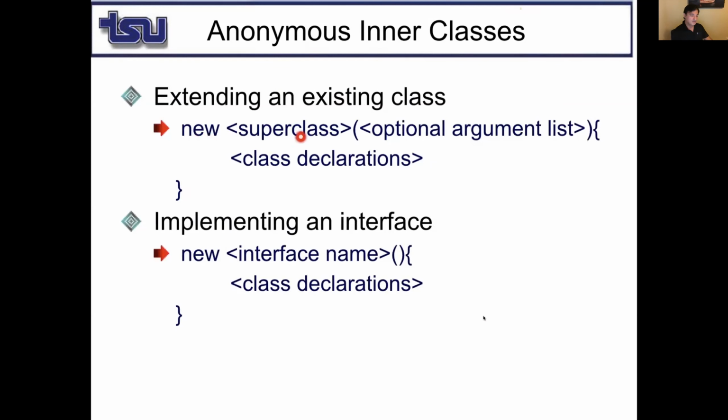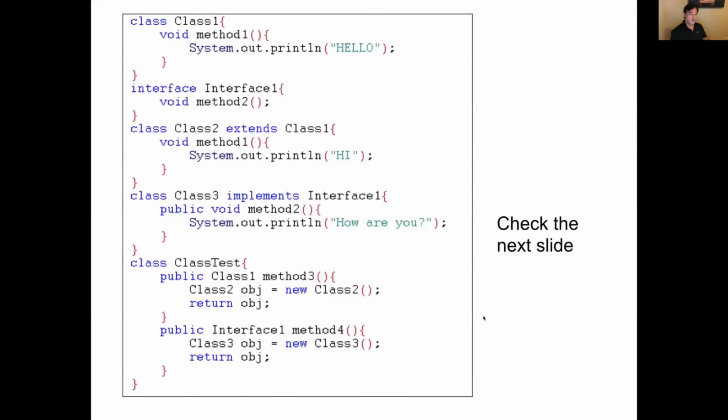What does this mean? I mean, this looks a little weird, but let's check this slide. Please stop the video at this point and spend a little bit of time to understand what I am trying to do here, okay? So I have a class 1, as you see here. Class 1 has a method called method1. It simply prints hello. I have an interface, interface1, which has a method, method2. As you recall, this is by default public and abstract, not static.